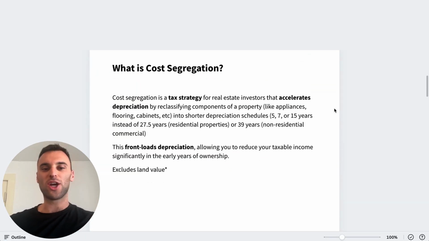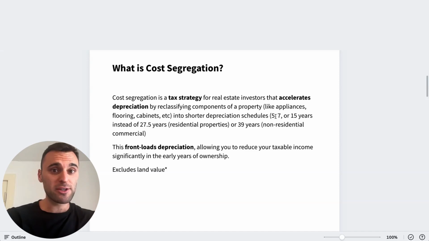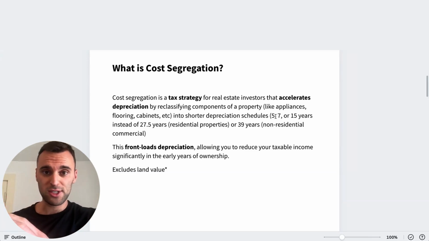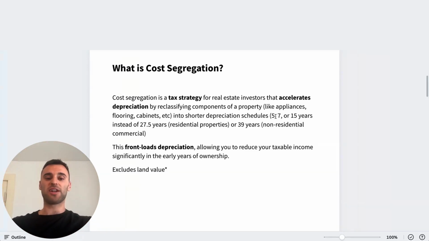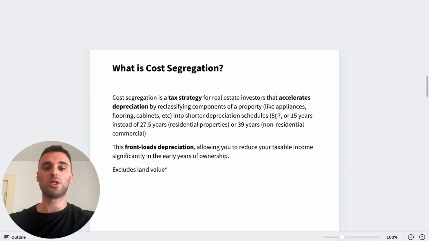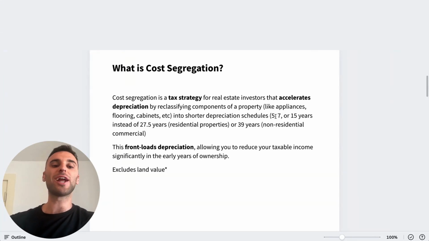So what is a cost segregation? It is a tax strategy for real estate investors that accelerates depreciation by reclassifying certain components of a property, like appliances, flooring, cabinets, fixtures, the different pieces of your property, into shorter depreciation schedules. That could be 5 years, 7 years, 15 years, instead of the 27.5 years that the IRS uses for residential properties, or the 39 years that the IRS uses for non-residential properties.